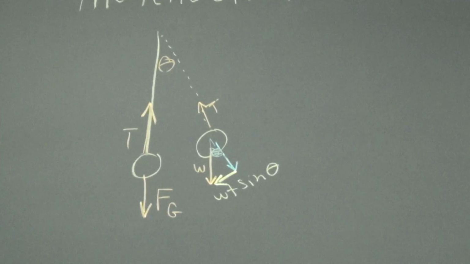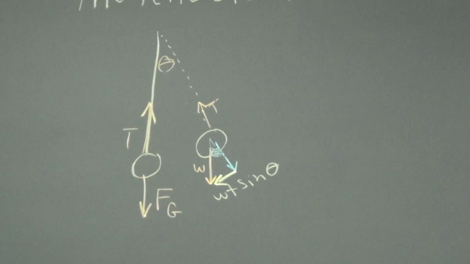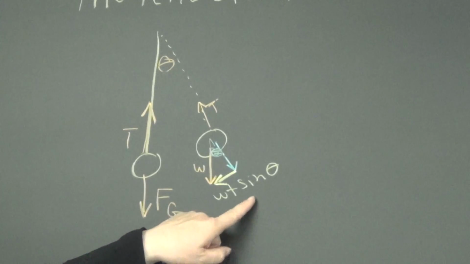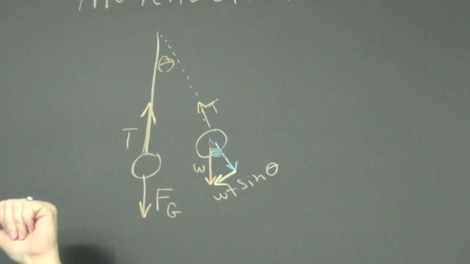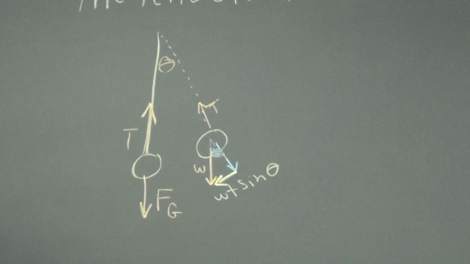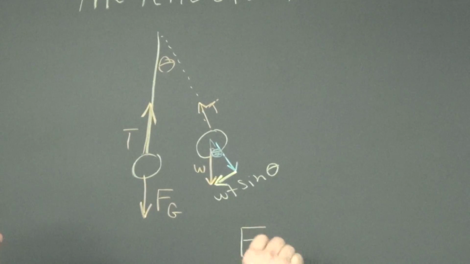So what will that force make the object do? Since there's nothing countering weight sine theta, what will it do, Zach? Do you suppose? Look at the direction it is pointing in. It'll make it swing. Pardon? It'll make it swing back. Right. That is the component that, when I pull it this way, is going to make it go that way. So, we will call that a force.